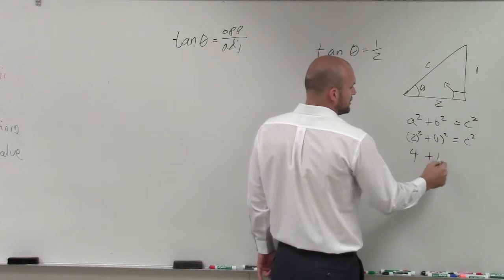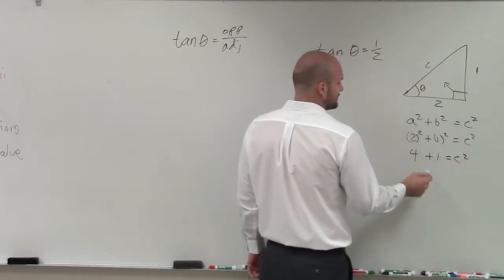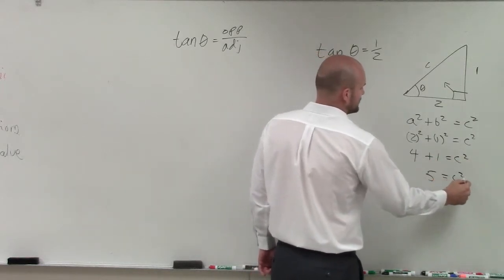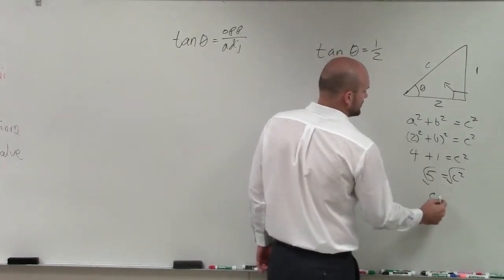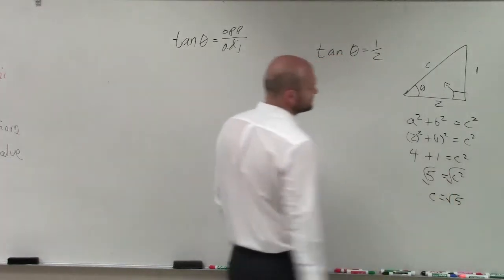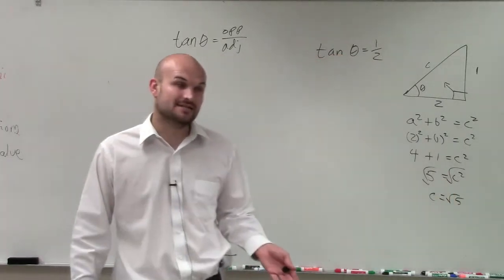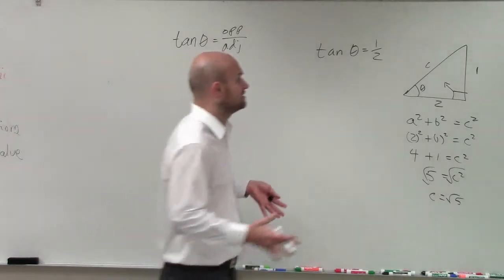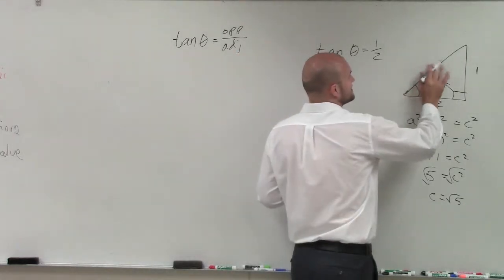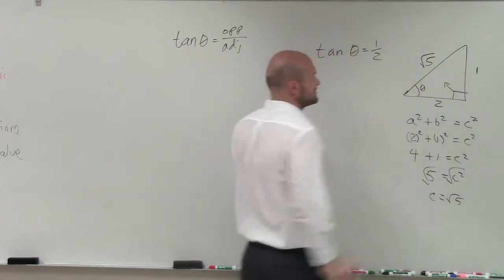So it's going to be 4 plus 1 equals c squared. So that's 5 equals c squared. Take the square root. C equals the square root of 5. But since we're talking about the hypotenuse c, that's only going to be dealing with the positive distance. So therefore, it's just going to be the positive square root of 5.